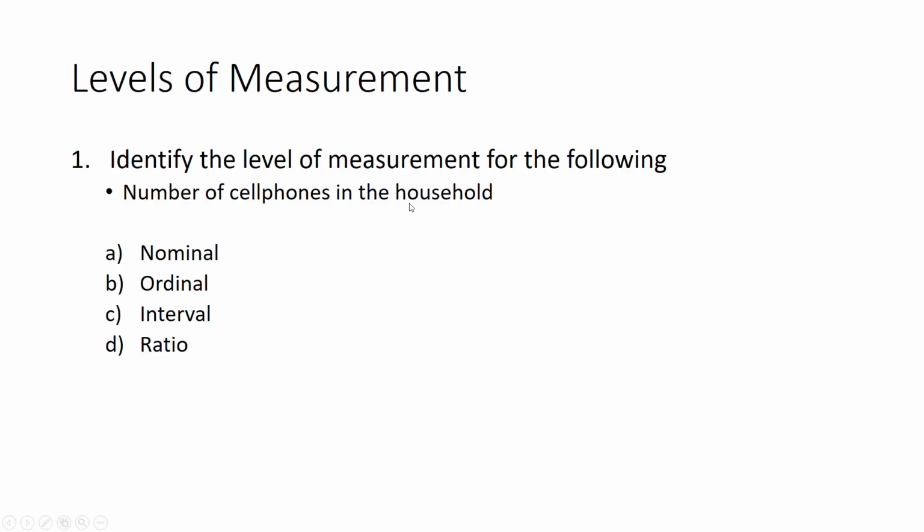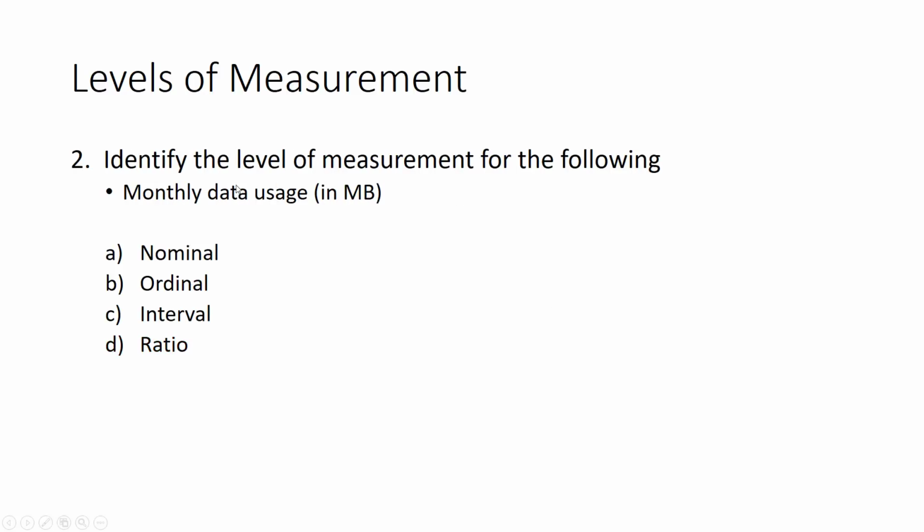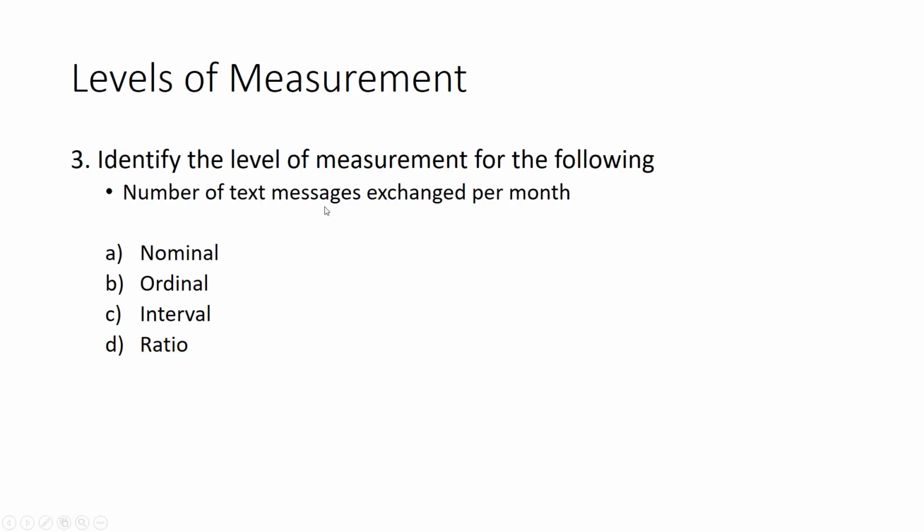So the number of cell phones in the household, well, I think I can have twice as many cell phones as you, so that would be ratio. Monthly data usage, once again, maybe I use half the amount of data, so ratio. Number of text messages exchanged per month, twice as many text messages. Voice usage per month in minutes. I mean, it makes sense to have a zero, right? That you didn't use any minutes.